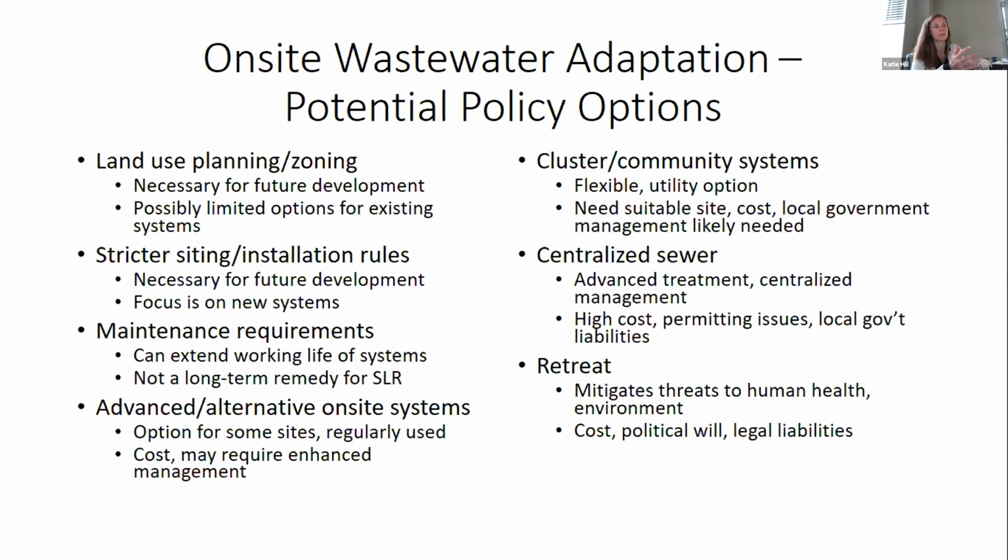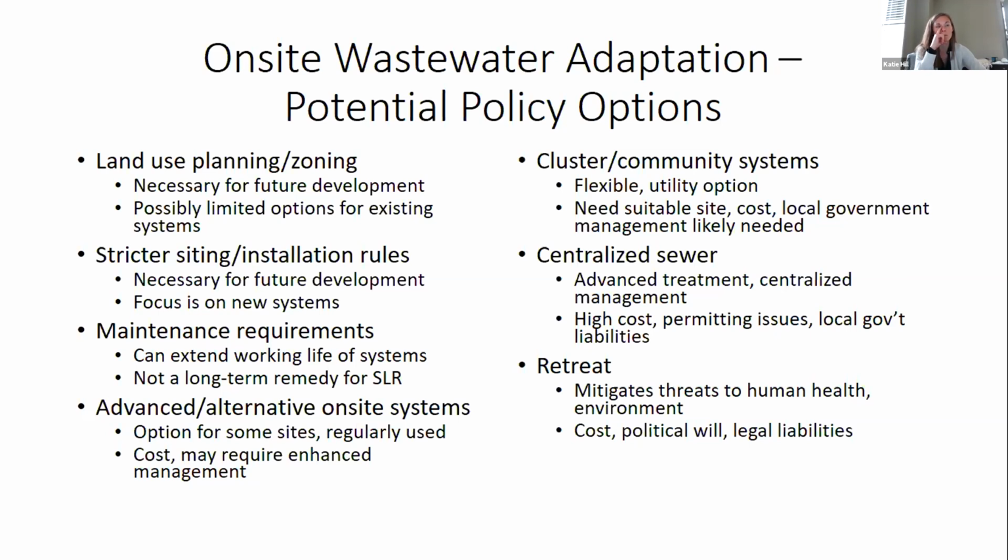And also these systems do require enhanced management. So I think maybe a good rule of thumb would be that, at least every 6 months, you're going to need somebody to go out there and take a look at the system, make sure it's working properly, because they do usually include electrical or mechanical components that you need to keep an eye on.